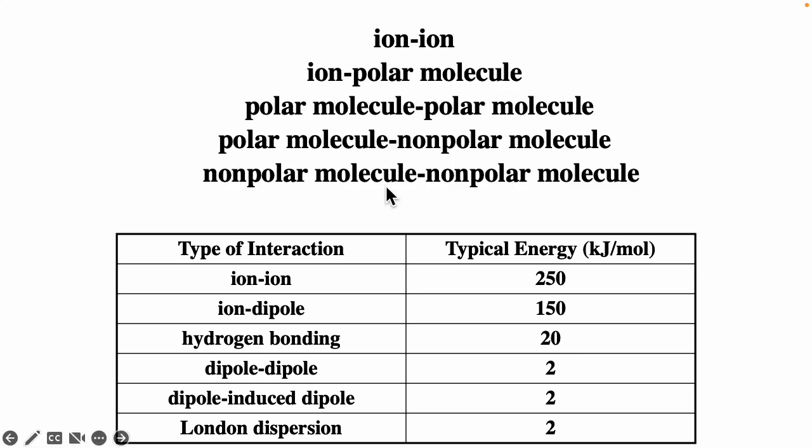And so you can think about these: ion just means you have interaction between two ions. Ion-dipole means you have interaction between an ion and a polar molecule. Dipole-dipole means polar molecules. Dipole-induced dipole typically means a polar molecule and a nonpolar molecule. London dispersion, which is also referred to as induced dipole, you can think about as nonpolar molecules, but everything actually experiences London dispersion.